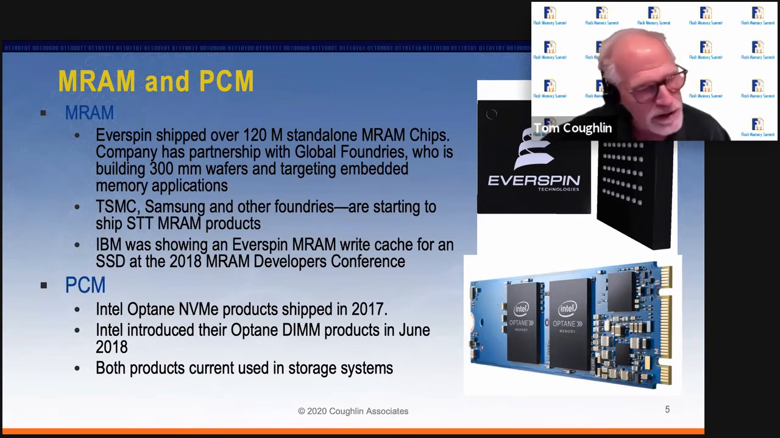Phase change memory, the best example of that today is Intel's Optane NVMe, which started shipping SSD products in 2017. And they announced Optane DIMM-based products for the memory channel in June 2018, and started shipping those in 2019 and are shipping today. Both products are currently used in storage systems.